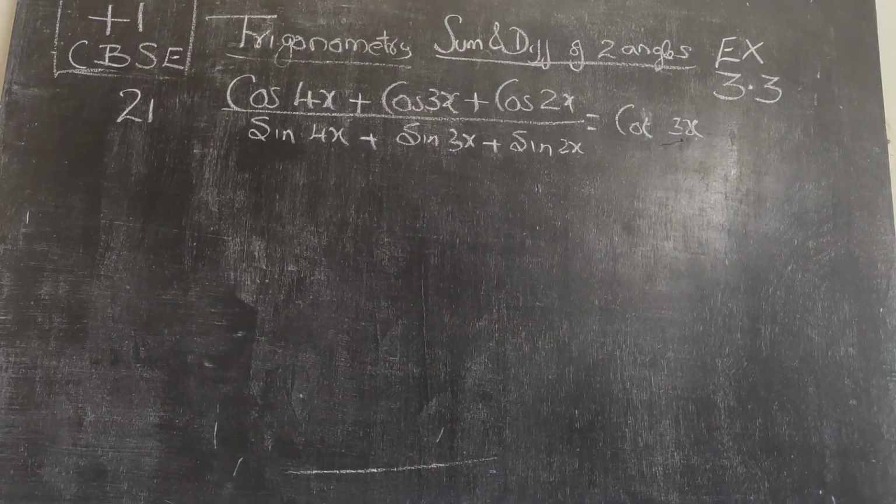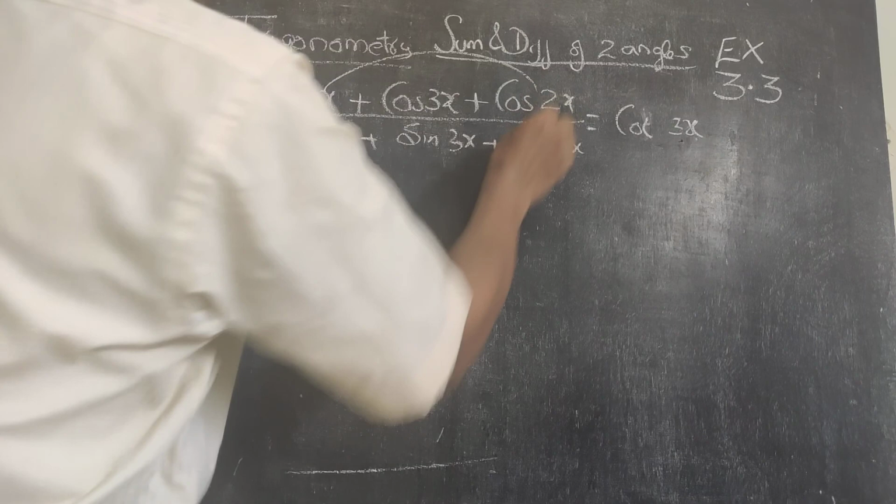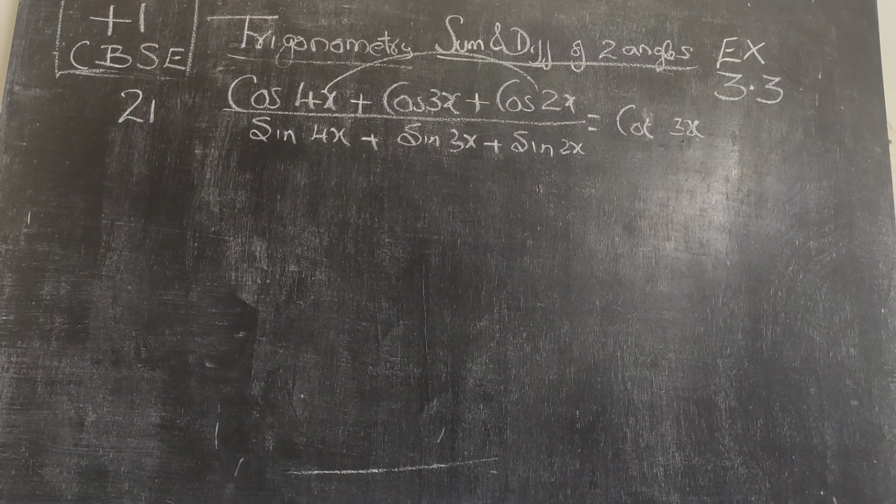We have to prove cos 4x plus cos 3x plus cos 2x divided by this. You can take any two angles and apply the formula cos x plus cos y. But preferably what I am doing is combining cos 4x and cos 2x. Because what is the formula for cos x plus cos y? Cos x plus cos y is 2 cos (x plus y)/2 times cos (x minus y)/2.